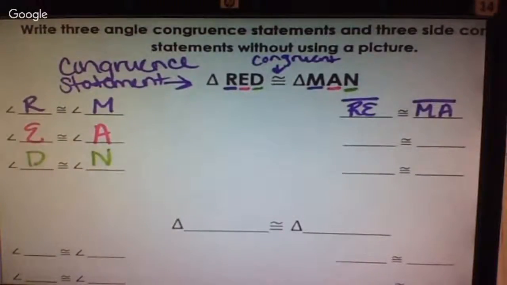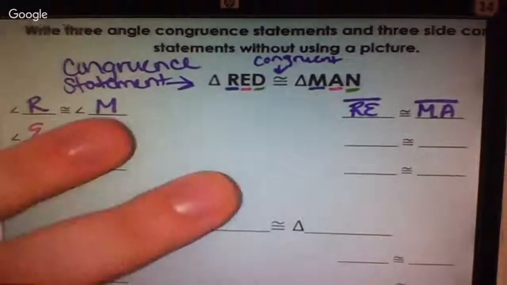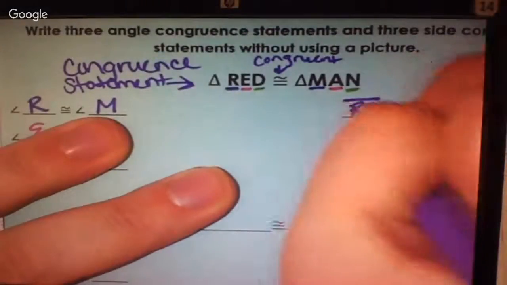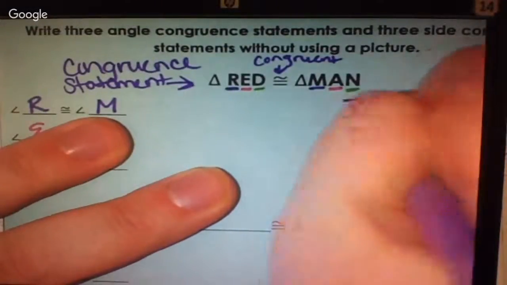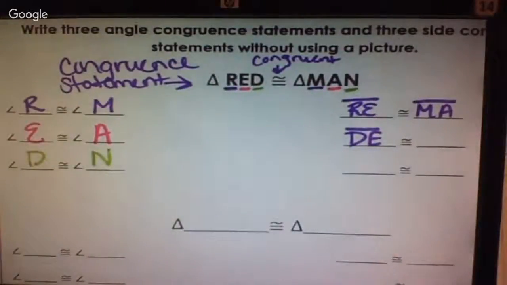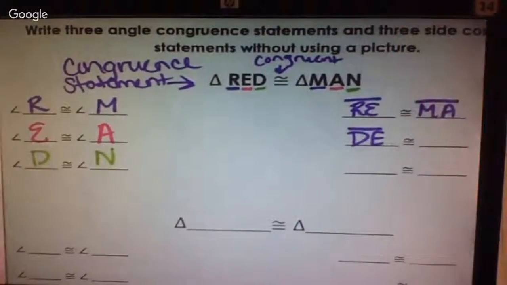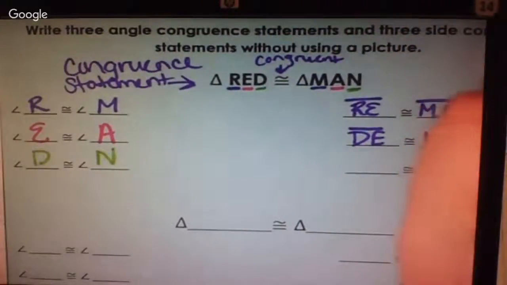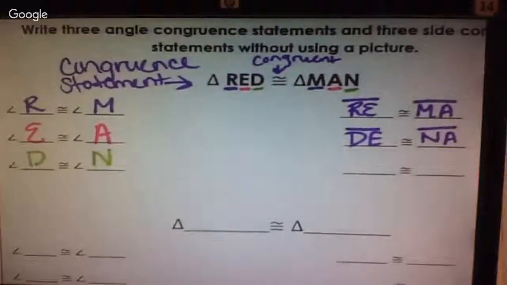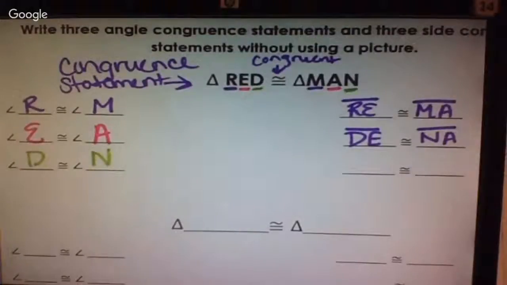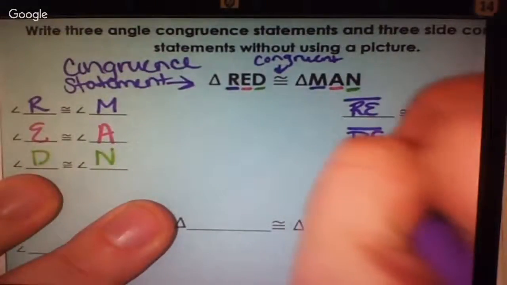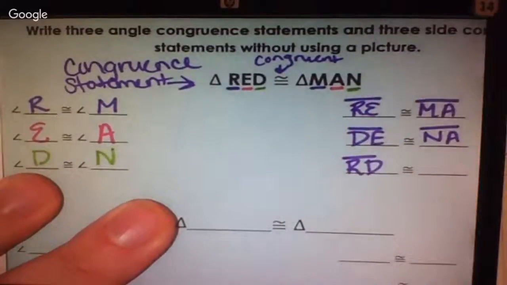Okay. Oh, no, I'm going to switch it up. I'm going to make it harder. We're going to do D to E. If I switch it up and I go from D to E, I need to go from N to A. Because that means side. Okay. What if I do RD? MN.